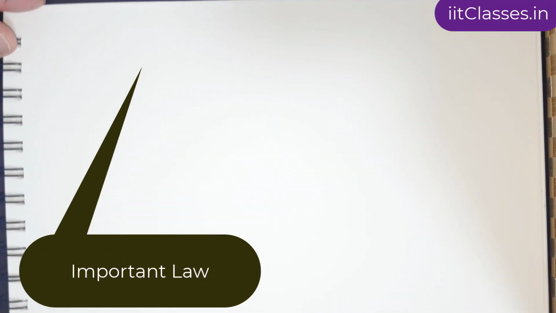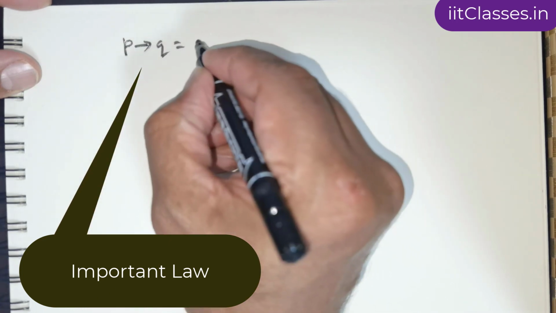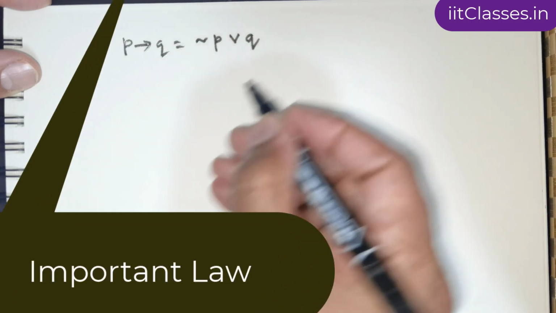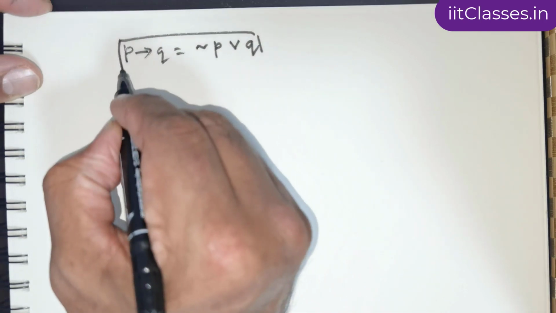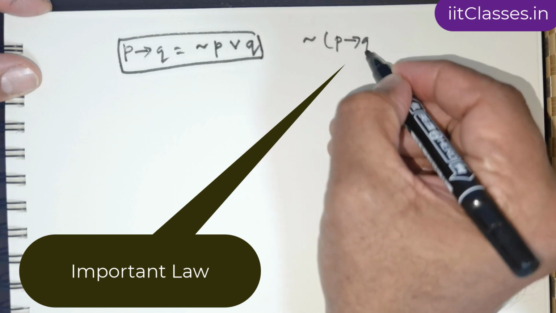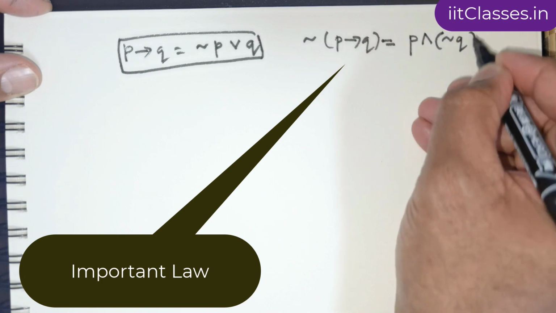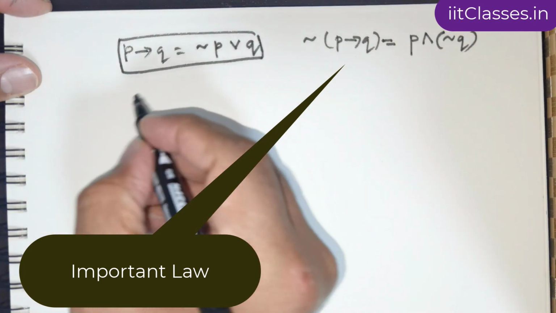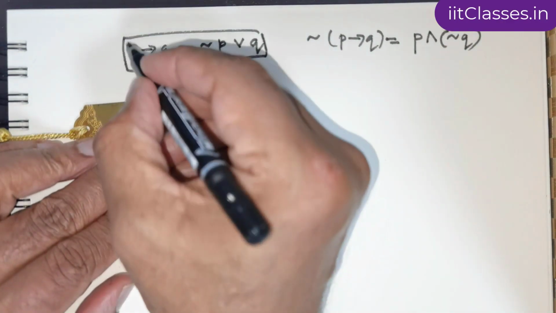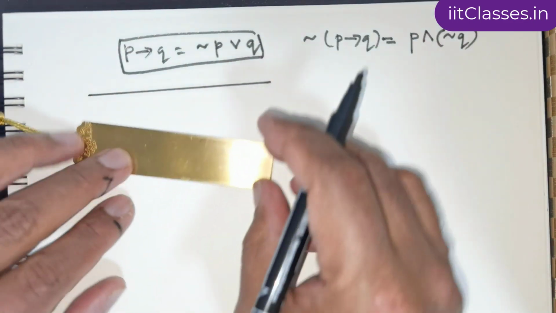Now we are going to prove 2 important laws. P conditional Q is the same as negation of P disjunction Q. And we will also prove negation of P conditional Q is the same as P conjunction negation of Q. I'm going to use a truth table to show the validity of these laws. So first let me show this law. Now let me draw the table.